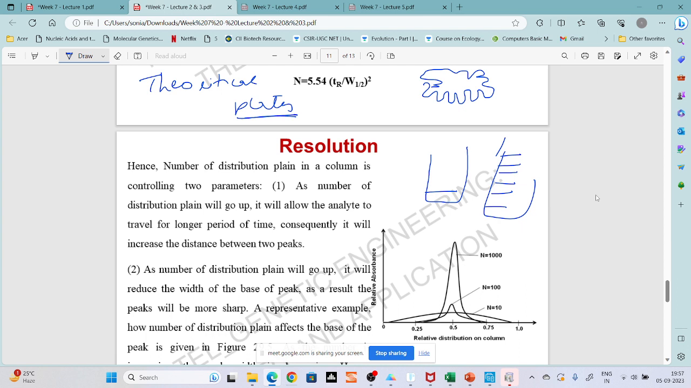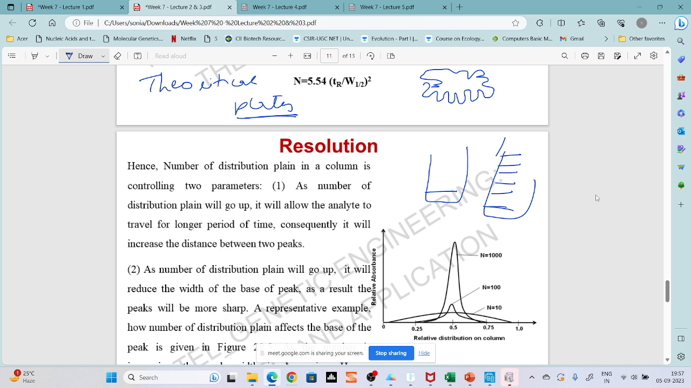Now because there are so many plates, with the same length, it is kind of increasing the resolution. Okay, so basically what they did was that they increased the distribution planes 1, 2, 3, 4, 5 by putting theoretical plates. So as many distribution planes as there are, that much your resolution will increase.